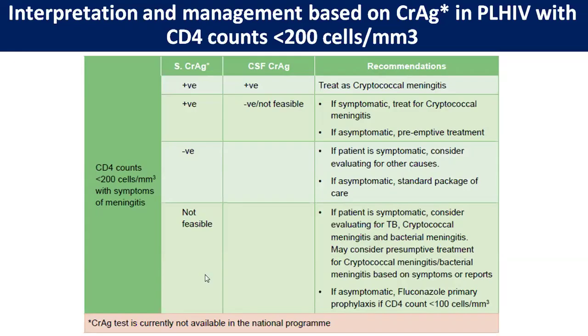If you are not able to do any of this, serum or CSF, and the patient is symptomatic, consider evaluating for TB. Whatever is within your means, make sure you rule out, and then consider presumptive treatment for cryptococcal meningitis or bacterial meningitis, or refer the patient to where an LP can be done and you are able to assess the patient in a better way. If it is asymptomatic, then fluconazole as primary prophylaxis is initiated if the CD4 count is less than 100.